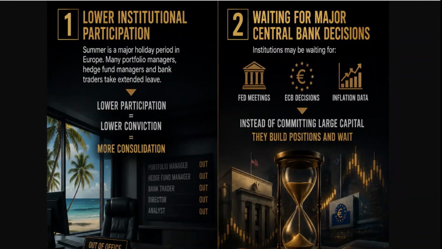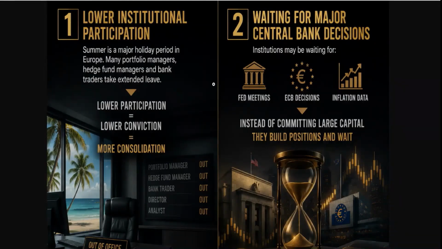Now, before I show you gold data, I want to explain why normally you see consolidation in the summer months. One reason is lower institutional participation. Summer is a major holiday period across Europe and America. So many hedge fund managers and bank traders take extended leave. But that often means lower participation. And lower participation can lead to lower conviction.